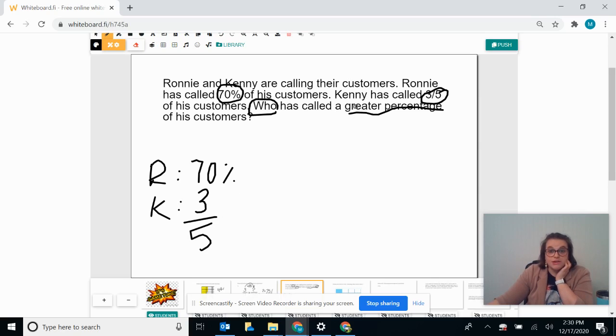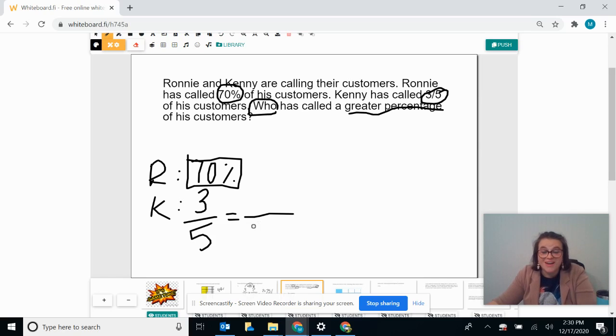All right. So here it says percentage. So Ronnie's amount is already in a percent, which means we only have to change Kenny's amount, 3 out of 5, to a percent. So again, we're going to make an equivalent fraction. And what do you put at the bottom? What do you put as the denominator in your equivalent fraction when you're talking about percents? You're going to put 100. Because 100 is always the whole or the denominator when you talk about percents.